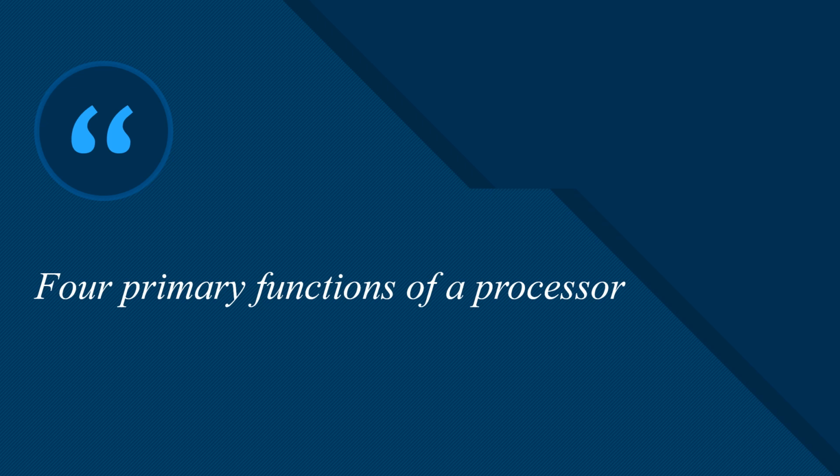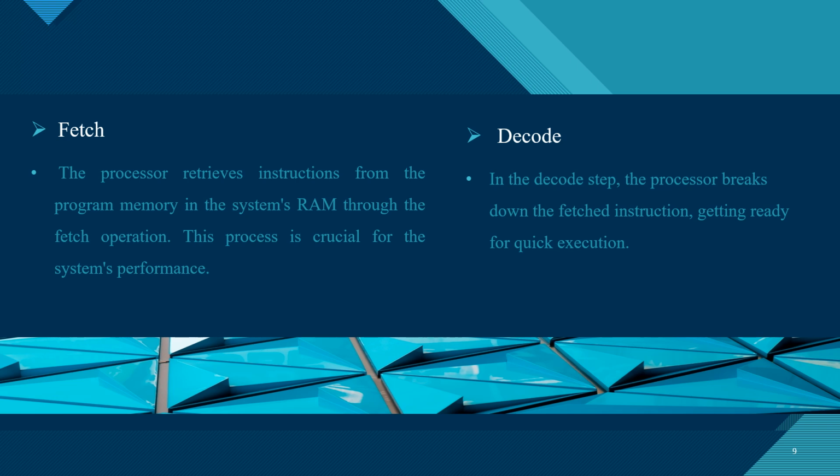Now let's discuss the four primary functions of a processor. There are four primary functions of a CPU. The first one is fetch. The CPU fetches the instructions one at a time from the main memory into the register. It means the processor retrieves instructions from the program memory in the system's RAM through the fetch operation. This process is crucial for system performance.